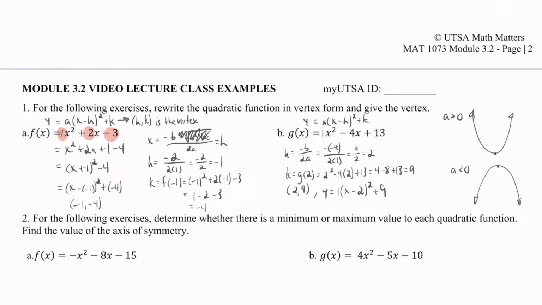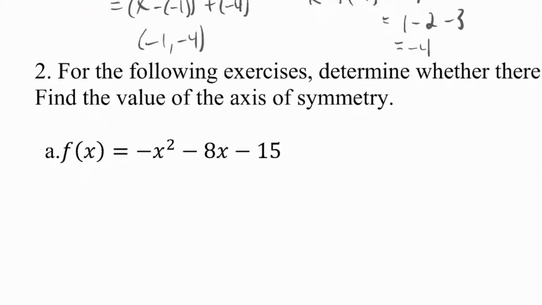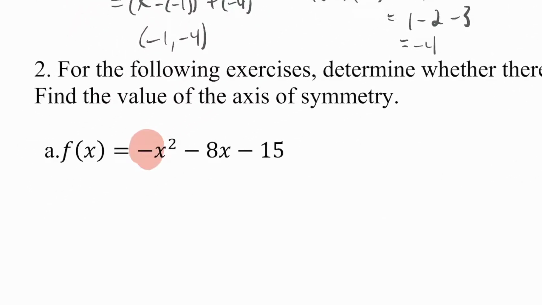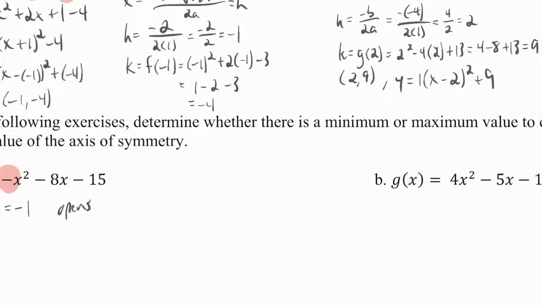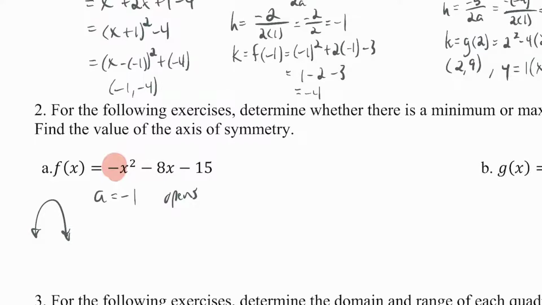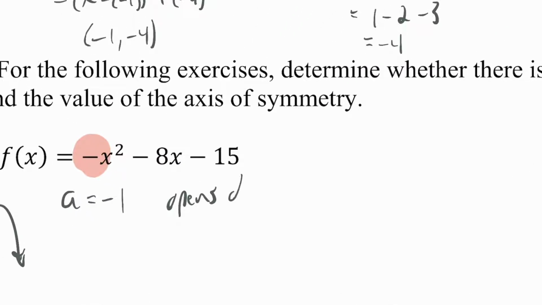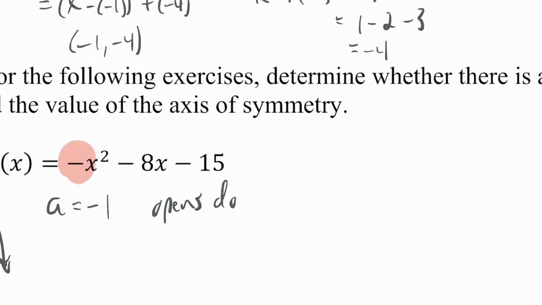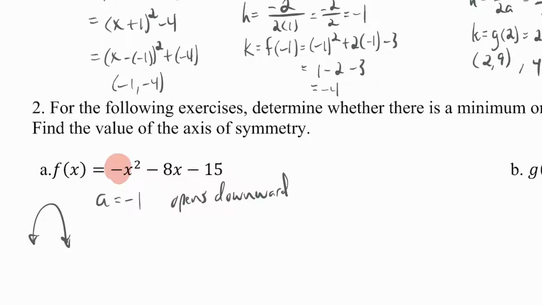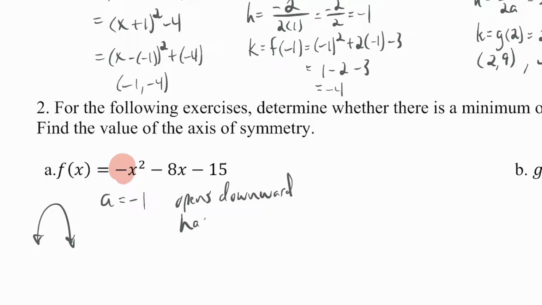So for this one, that leading coefficient is negative. a is equal to negative 1. So the graph opens downward like this. So this one opens down. The terminology in this exercise, I'm sure, is to match the terminology of the web work assignment. So that means that there is a maximum.